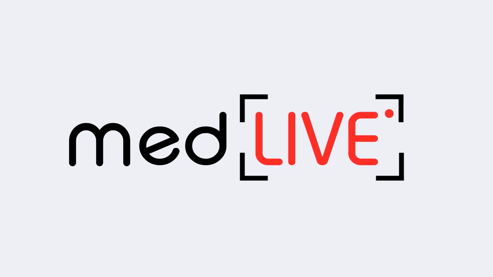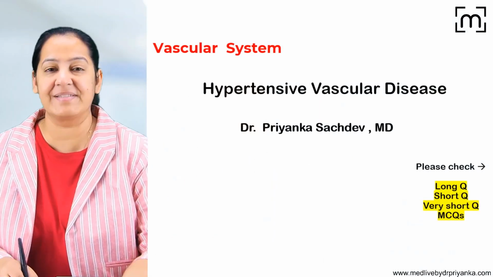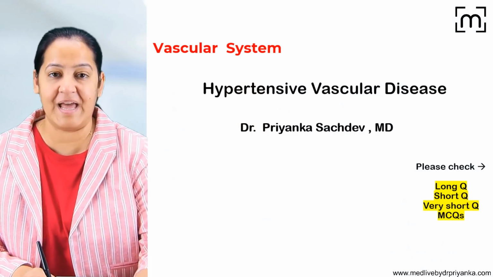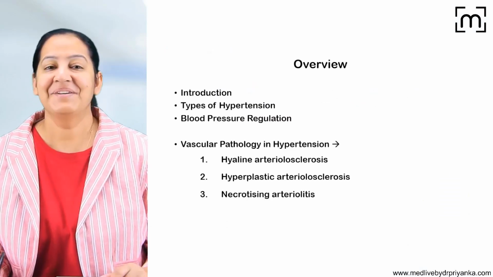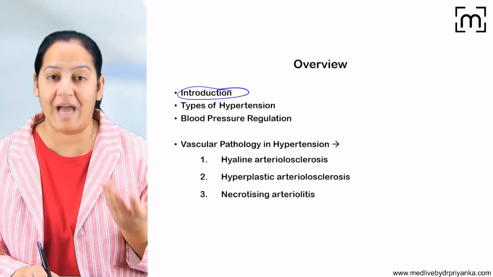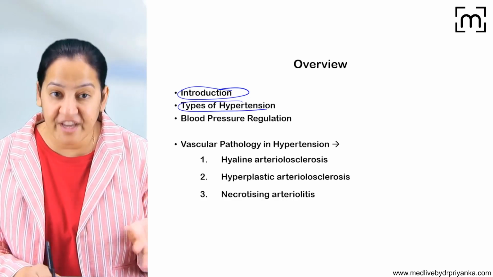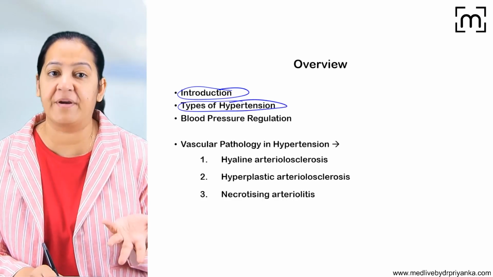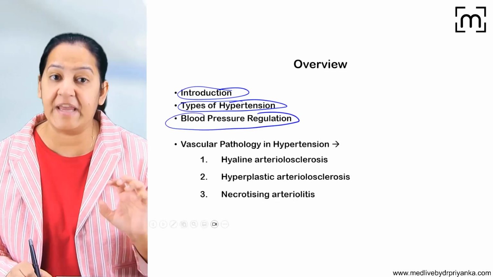So we will be discussing all three one by one in detail. So let's start the topic. You can see we are starting the topic hypertensive vascular disease. First of all, I will let you know the introduction, in which I will let you know what is hypertension, what is the classification of hypertension, the types of hypertension, how the blood pressure is regulated.